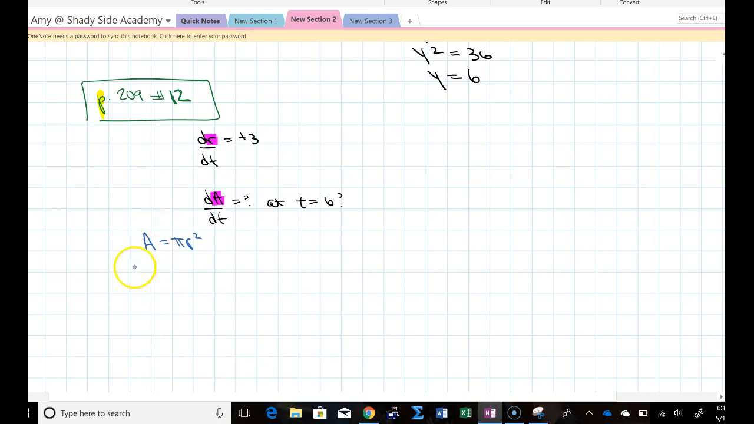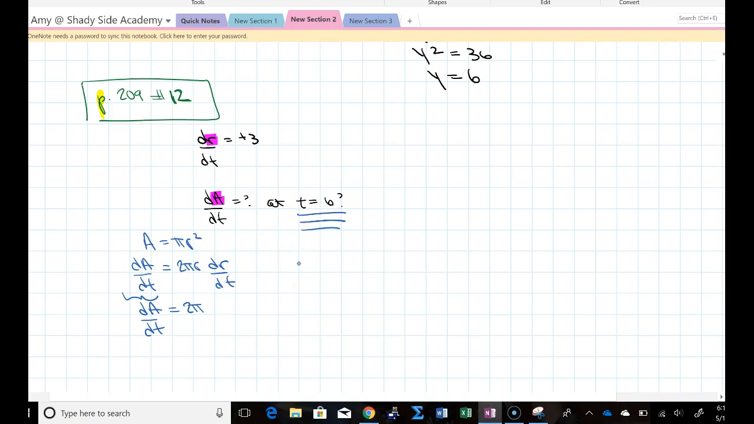The derivative with respect to time. Take d/dt of both sides. You will get dA/dt equals 2 pi r dr/dt. Now we use a differential equation to solve for my unknown rate. Look at that. That's my unknown rate. dA/dt equals 2 pi. Okay. What is r at the moment when t equals 6?